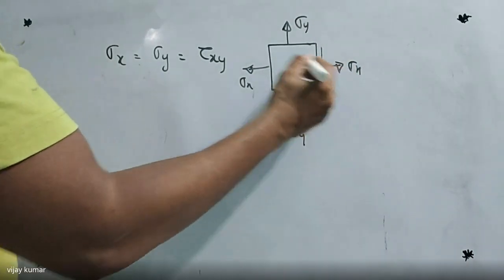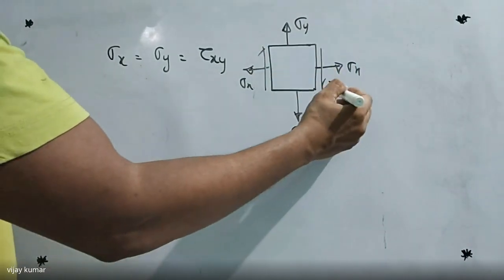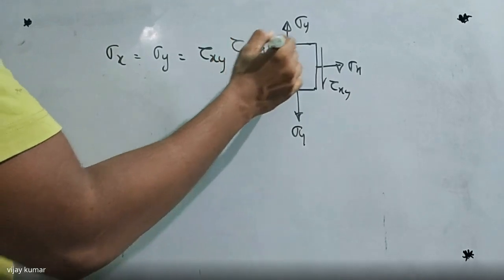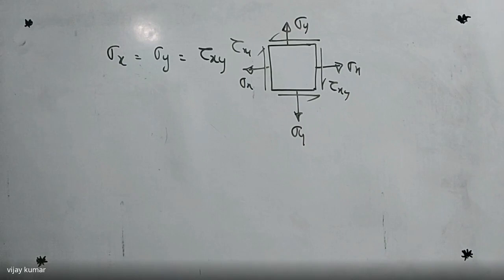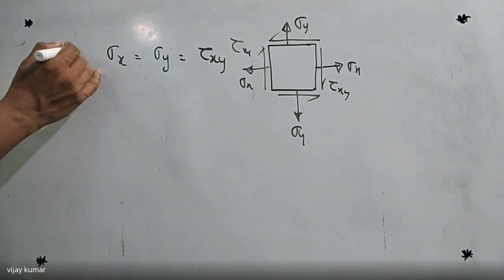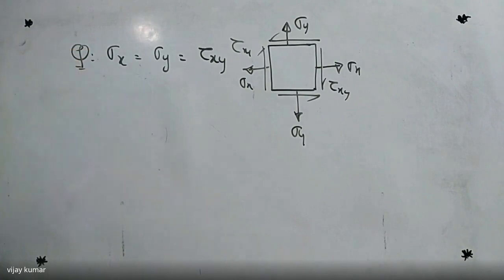And here I'm going to indicate that is tau xy. So this is also tau xy. So all are equal. So he is asking the question on this one. This is the given question. He is asking to find the maximum and minimum principal stresses.